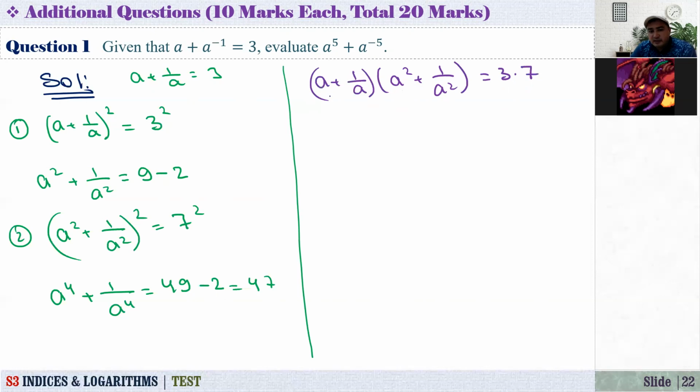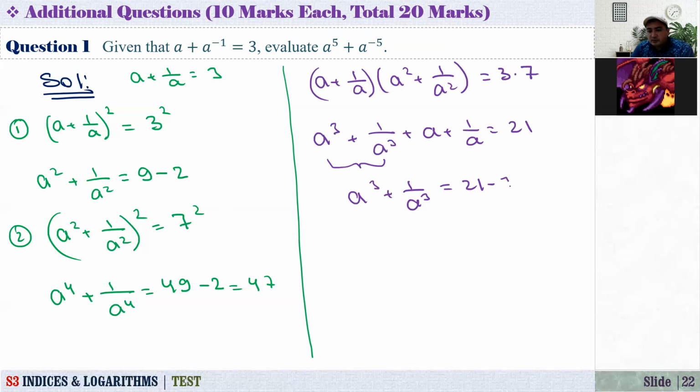Now, if you expand the left-hand side, a times a squared, that is a cubed. 1 over a times 1 over a squared, that is 1 over a cubed. 1 over a times a squared, that is a. A times 1 over a squared, that is 1 over a. That's equal to 21. So from here, I'm just trying to find the value of this. So here, a cubed plus 1 over a cubed is equal to 21 minus (a plus 1 over a), which is 3. That's equal to 18.